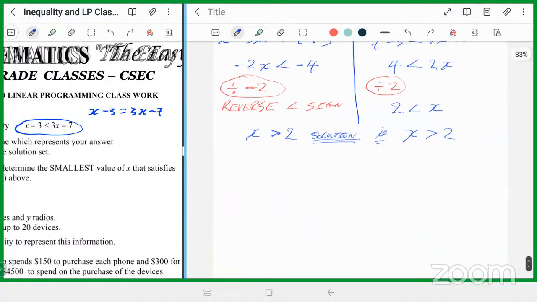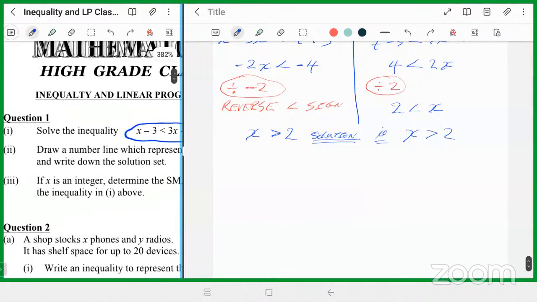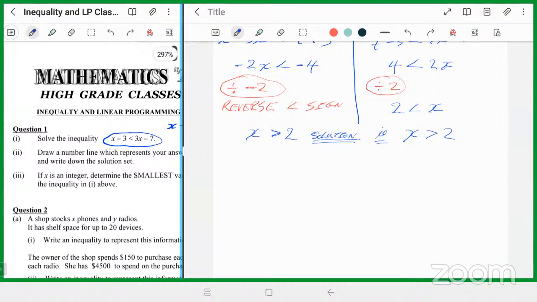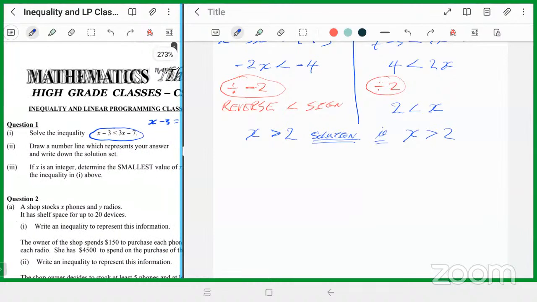Now, the next part of the question told us to do a couple of things with the solution. It says we are to draw a number line to represent this solution. And we are also to write down the solution set. All right, so let's do the number line first.